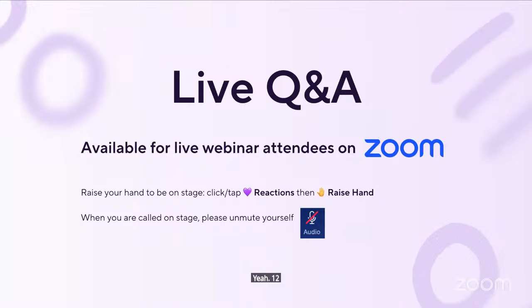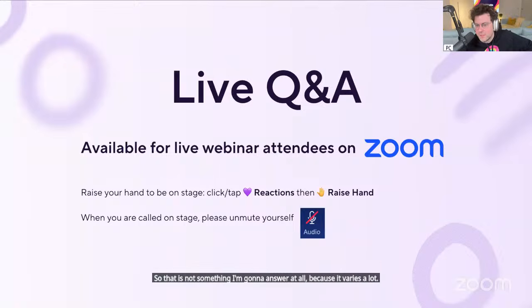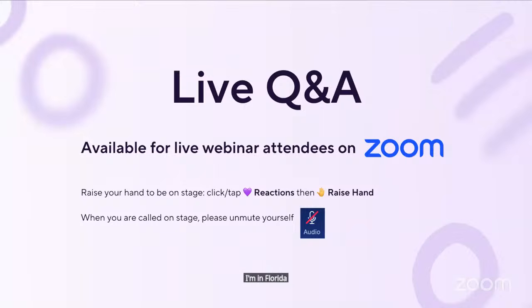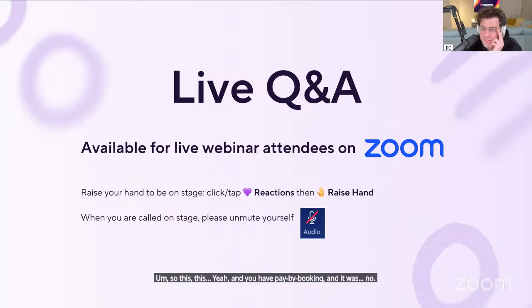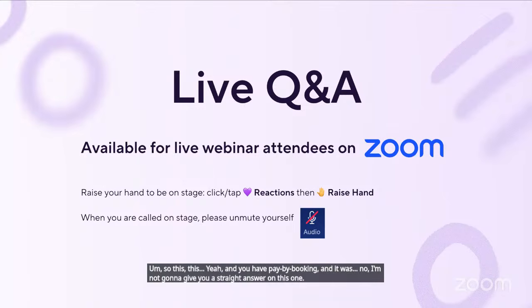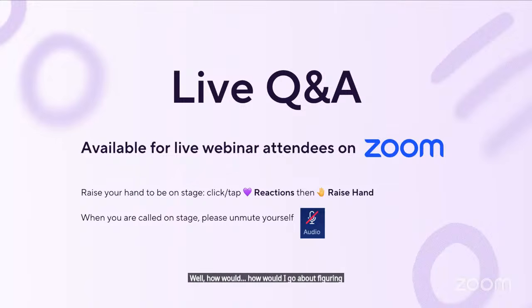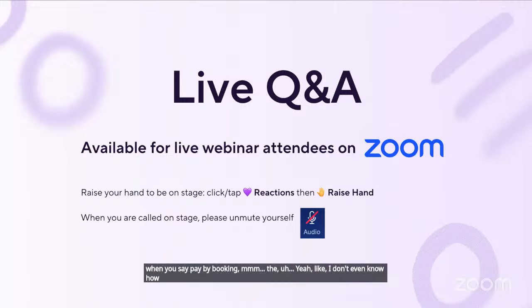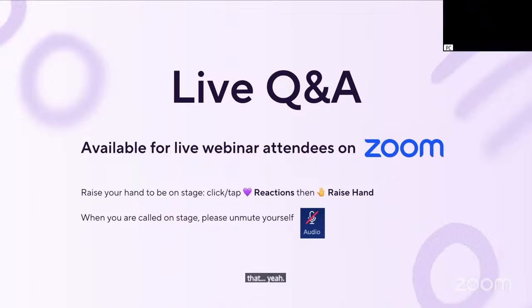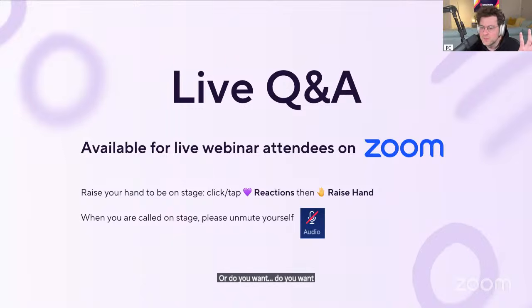And 12%. Then what about VRBO and Booking.com? That is not something I'm going to answer at all, because it varies a lot depending on where you are, etc., and what things you have. I'm in Florida. And do you have pay by booking and things? No, I'm not going to give you a straight answer on this one. How would I go about figuring that out? When you say pay by booking, like... I don't even know how to start figuring it out.